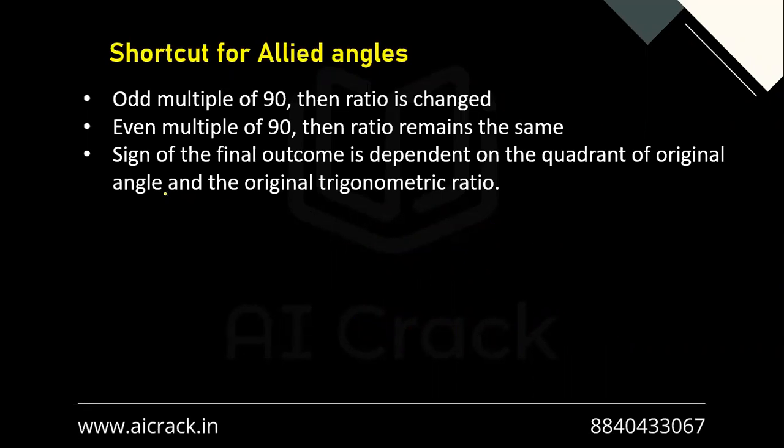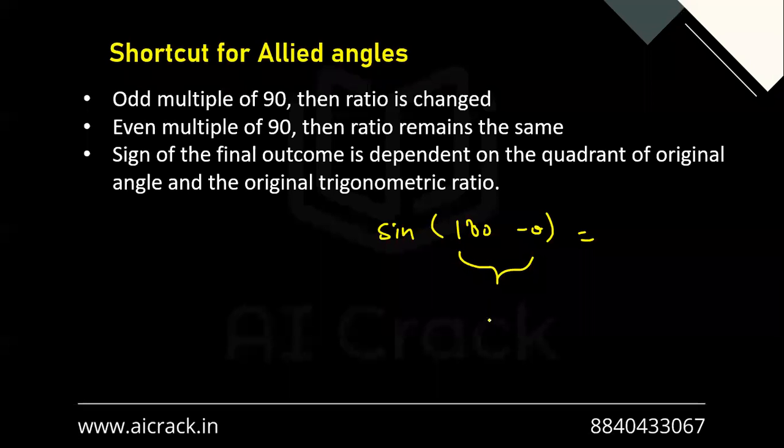Now let's look at the last point. The sign of the final outcome is dependent on the quadrant of the original angle and the original trigonometric ratio. So what does it mean? Let's say we have sine of 180 minus theta, right? Initially I have told that this angle we have assumed to be acute. So basically when we are writing this, we are assuming that this theta is acute. We have derived the formulas based on this only, right? Now this entire angle becomes what? Since theta is acute, this entire angle will be more than 90 but less than 180. So it's in the second quadrant.